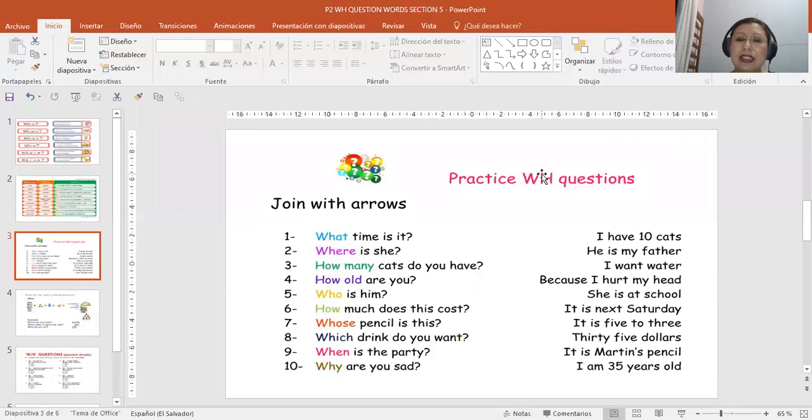I have here this exercise, so you can open your mic. Pueden abrir sus micrófonos. And I need 10 volunteers. Necesito 10 voluntarios para responder estas preguntas. Okay, number one, Ricardo. What time is it, Ricardo? Vean que en el left side, we have the questions, and in the right side, I have the answers. En el lado izquierdo tengo las preguntas, y en el lado derecho tengo las respuestas. Entonces usted trate de buscar cuál es la respuesta de la pregunta que estoy haciendo. For example, Ricardo, what time is it?